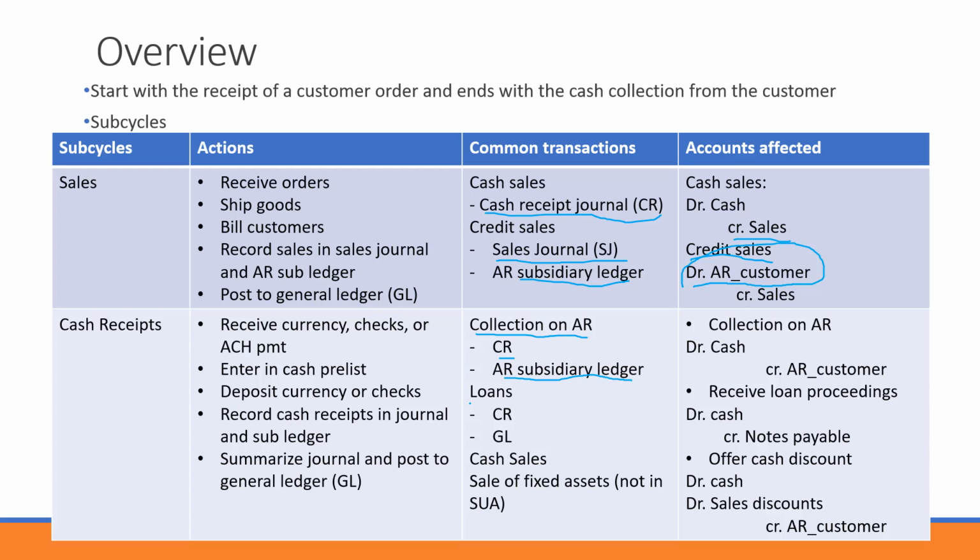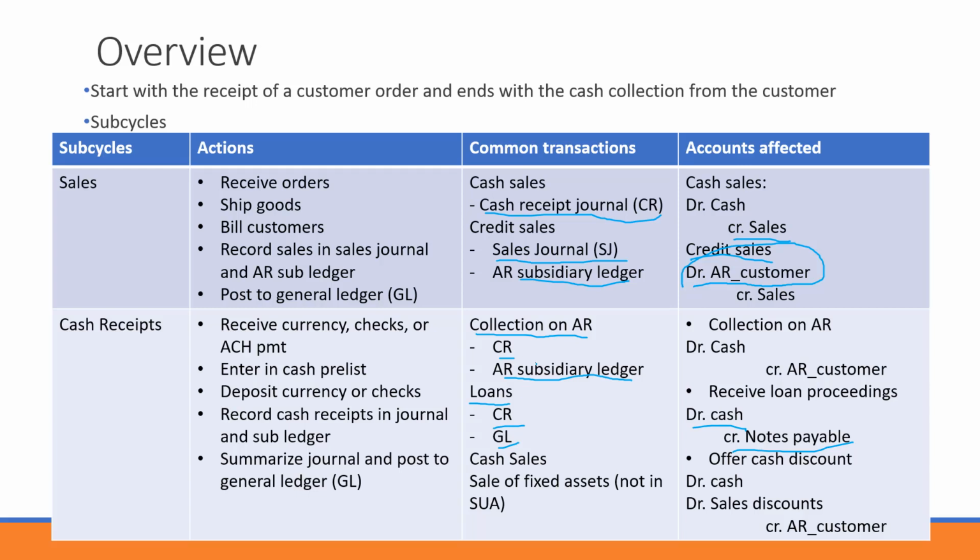It could also be a transaction where the company issues loans, and you record this transaction in the CR as well, but you record it to the general ledger instead of posting to a subledger. The debits and credits would be debit cash and credit notes payable. Okay, so this journal entry will be recorded in the cash receipt journal initially.